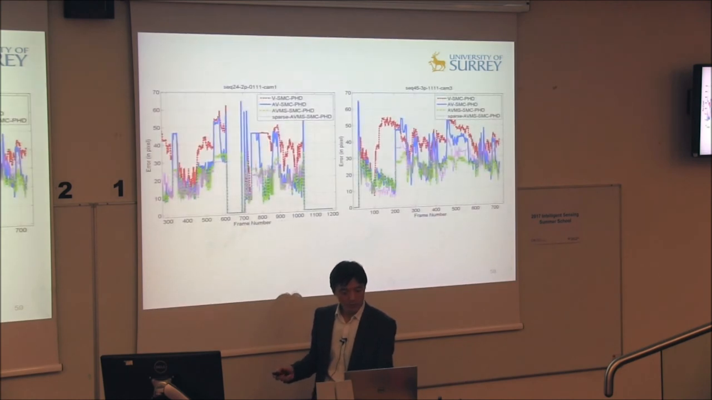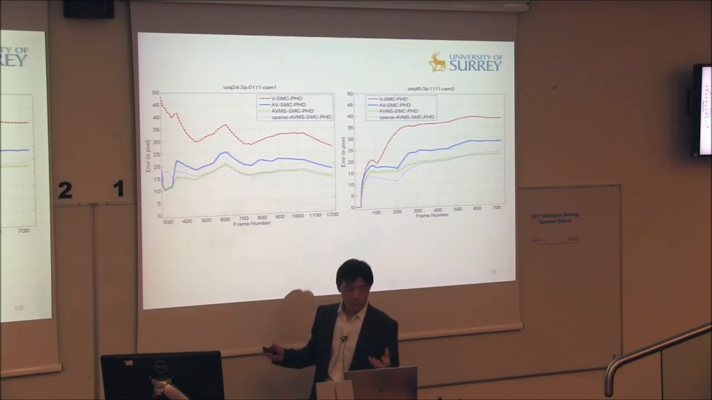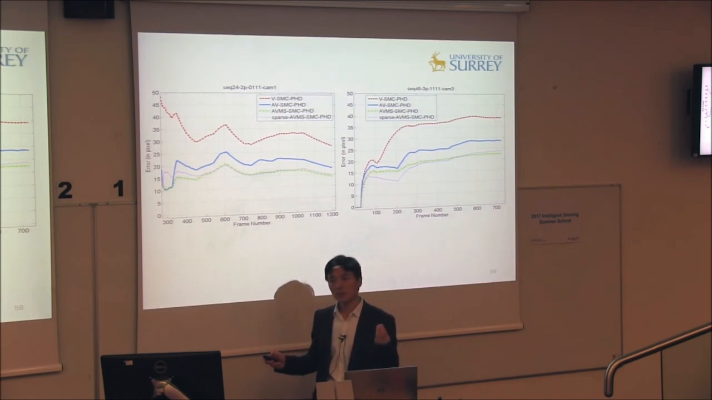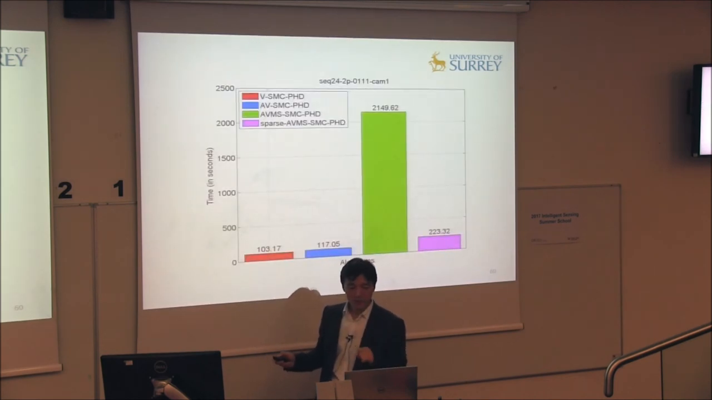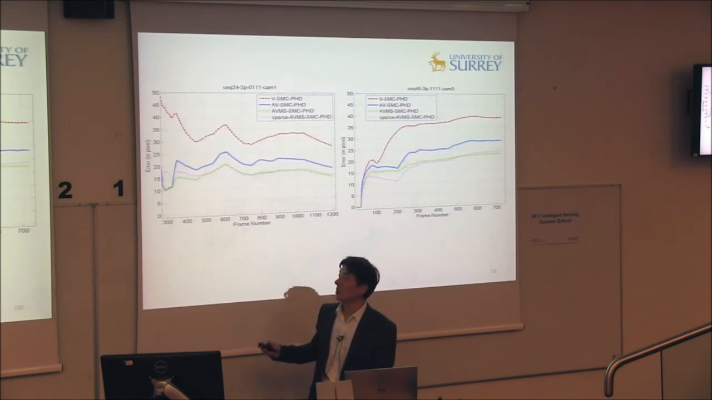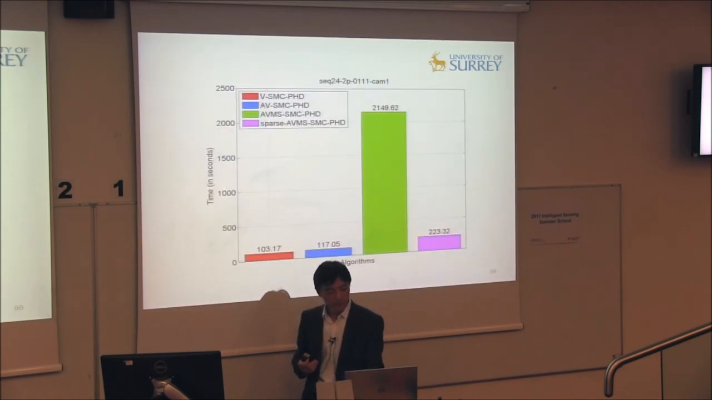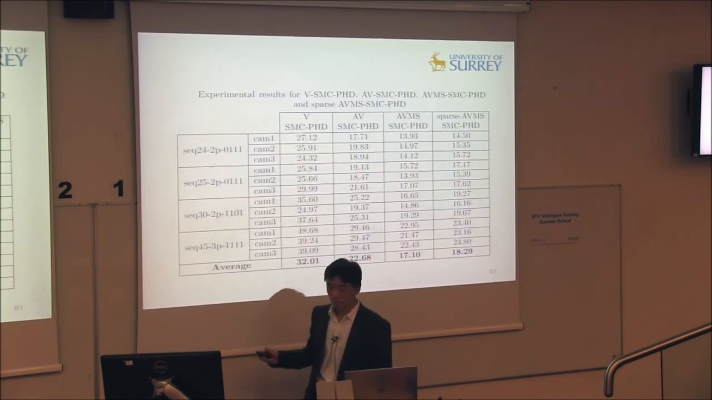And this is the final result if you compare with the earlier one. The performance is very similar to the one we used just now, mean shift plus particle filter, but in terms of computational complexity, it's much lower. If you apply the mean shift to the SMC PHD filter for each particle, then the complexity is much higher. But if you use the sparse sampling techniques, the complexity is still a bit higher, but not that significantly, and in terms of performance it's very similar to the mean shift SMC PHD filter. So this is the average performance for all the sequences.